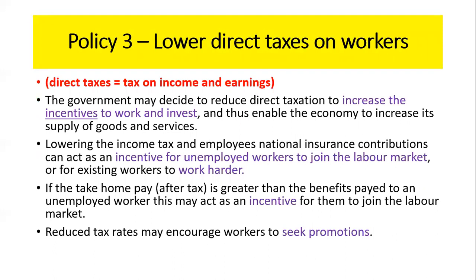Policy 3 then looks at lower direct taxes on workers. So I've put here, just as a reminder, a direct tax is a tax on income and earnings. Remember that an indirect tax is a tax on consumption, a tax on goods and services. Direct tax is a tax on income, a tax on earnings. The most common one being income tax. The government may decide to reduce direct taxation to increase the incentives to work and invest, and thus enable the economy to increase its supply of goods and services.